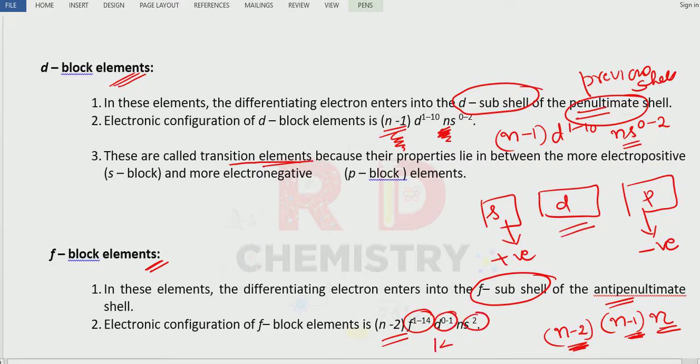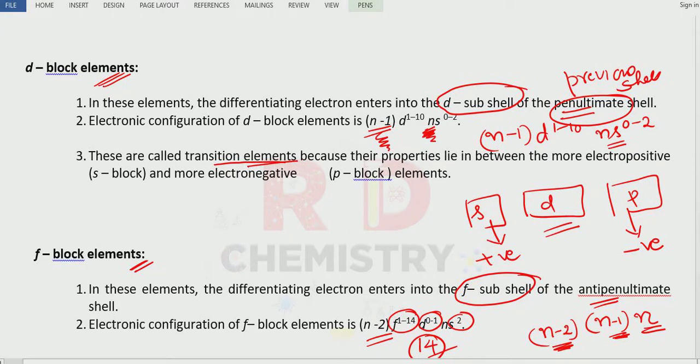Remember, there are 14 elements in each row. There are 14 elements in each period. Okay, clear? So 14 plus 14, altogether 28 elements in the F block.